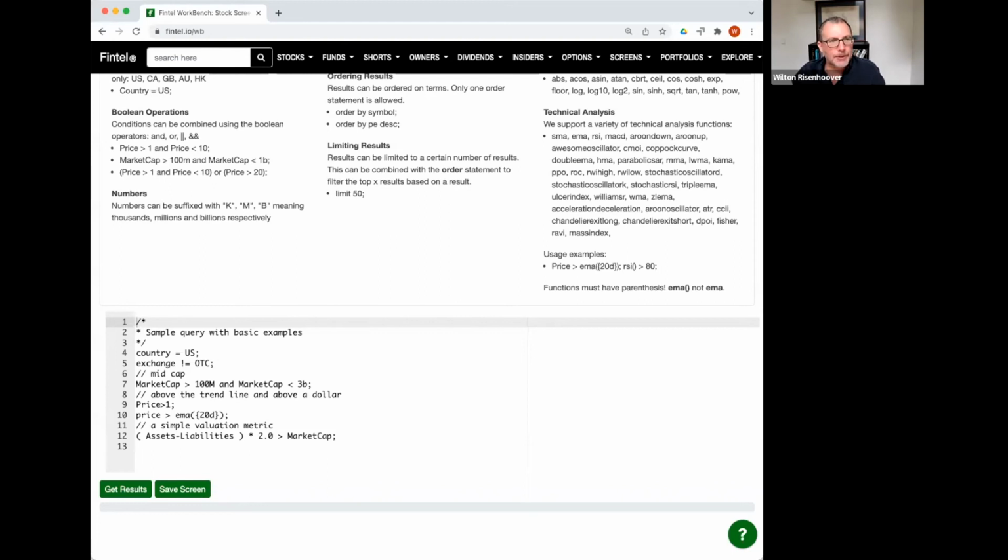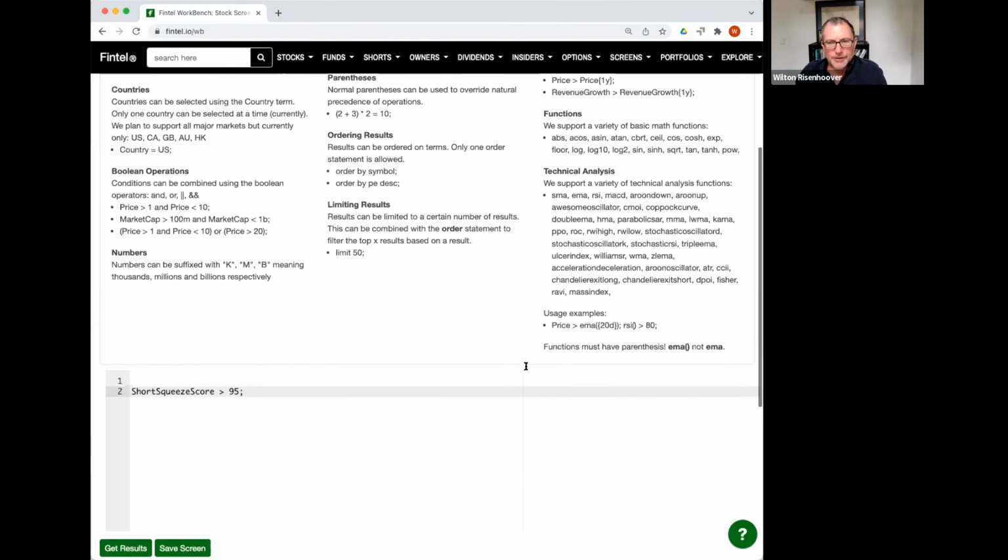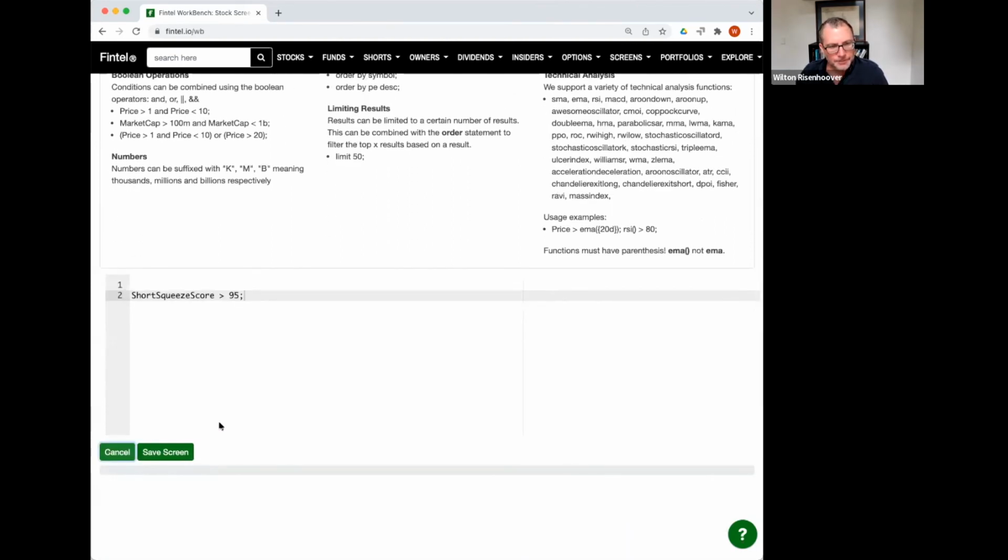So basically, this allows you to create a query using a complex and rich query language. A lot of people want to create an alert if, say, the short squeeze score for a company gets above a certain level. Well, this is basically creating a screen. So I can say short squeeze score greater than 95. And if I say get my results here, you'll see that this is going to provide you a list of companies where the short squeeze score is greater than 95.